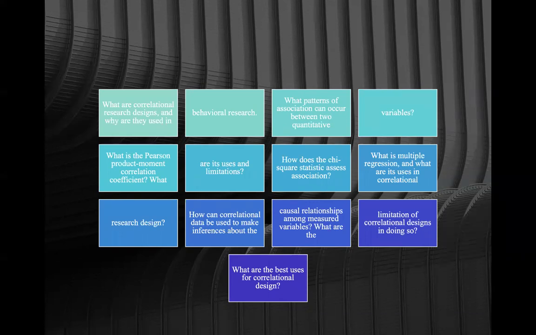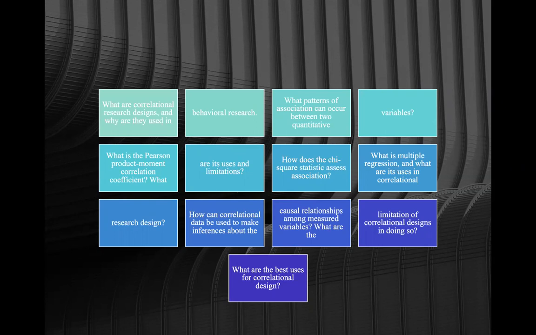What is the Pearson product moment correlation coefficient, or what is R? What are its uses and limitations? How does the chi-square statistic assess association for categorical data? What is multiple regression, and what are its uses in correlational research design?